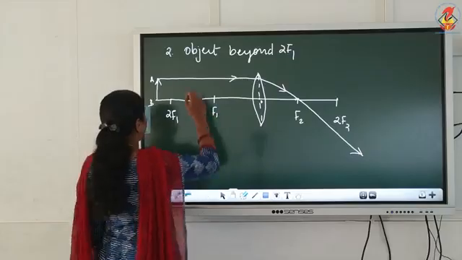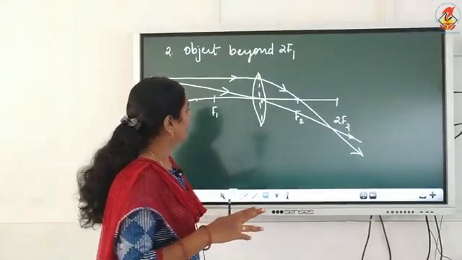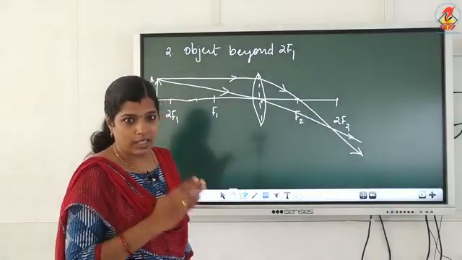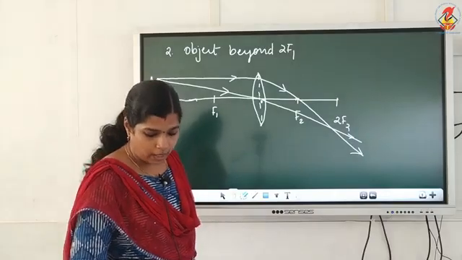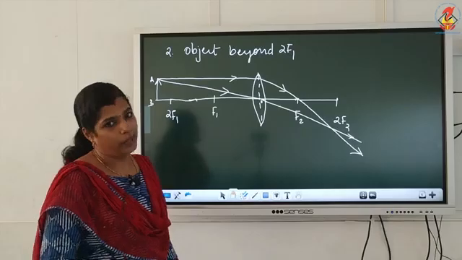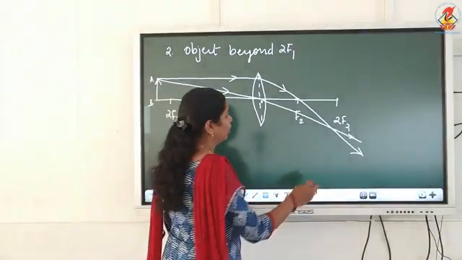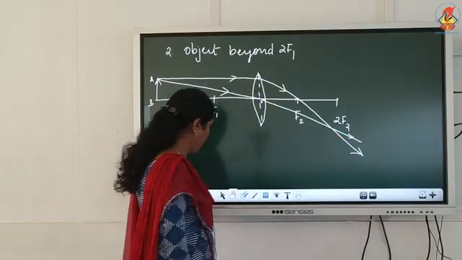Now, a ray of light passing through the optical center will not suffer any deviation. Where those 2 rays intersect, at that point you will get the image.